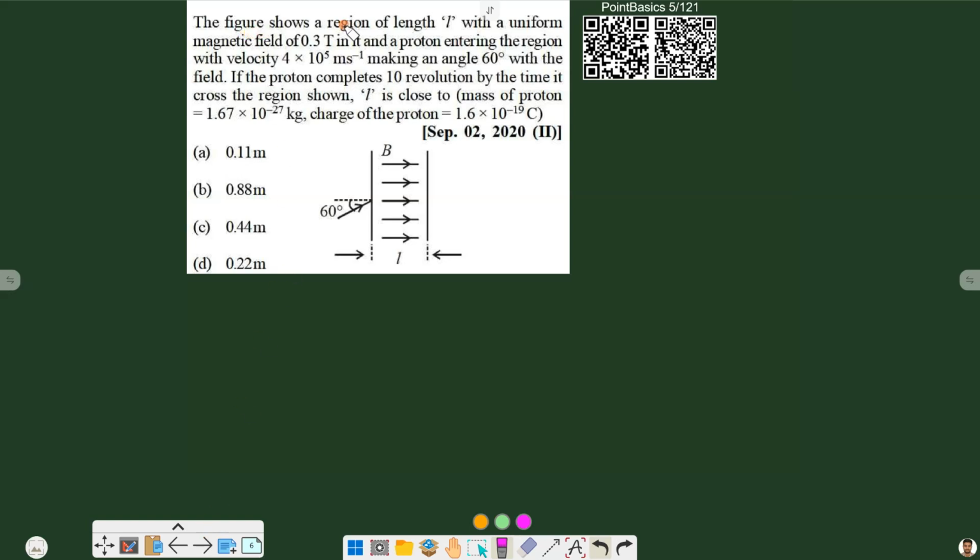The figure shows a region of length L with a uniform magnetic field of 0.3 Tesla in it, and a proton entering the region with velocity 4 into 10 raised to power 5, making an angle of 60 degrees with the field. If the proton completes 10 revolutions by the time it crosses the region L, the length is close to what? So we have to find out the length, and it is mentioned that the proton is making 10 revolutions.